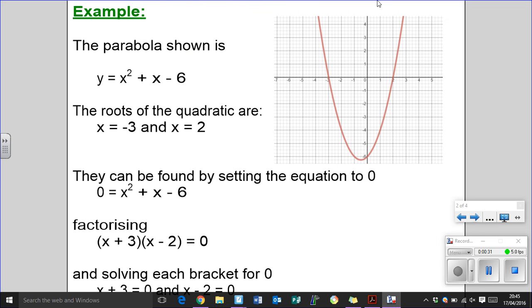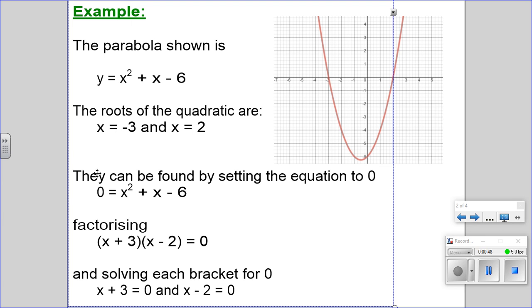So the parabola shown here is the parabola x squared plus x minus 6. Okay, and we can see here that it's got 2 points at which it crosses the x-axis. These are the roots, and they are x equals -3 and x equals 2. It's really easy to find the roots of a quadratic, because at the roots, y is equal to 0, because these are the x-intercepts. So remember when you were finding a y-intercept, x would be 0.